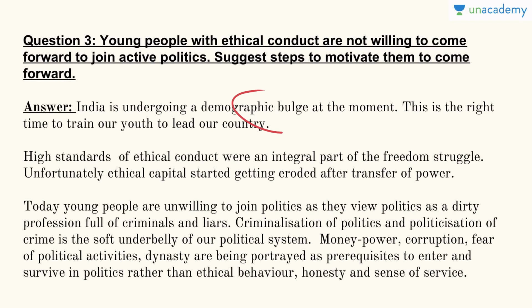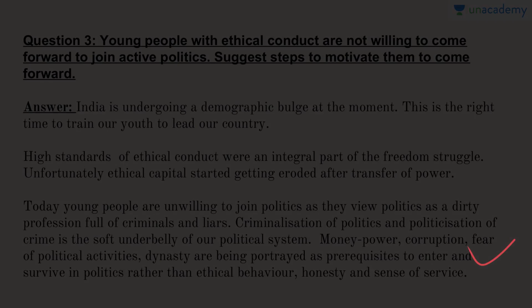So right now we are at a demographic bulge, and this is the right time to train our youth to lead our country. Unfortunately, our politicians are very old. A high standard of ethical conduct was there during the freedom struggle, but now we have lost it. Today young people are unwilling to join politics because they see it as a dirty profession full of criminals, liars, sycophants. Now there is a lot of criminalization of politics, politicization of crime. Money and muscle power. So people are corrupt. Their fear of political activities is there. Dynasties are being portrayed as a prerequisite to enter and survive in politics, rather than ethical behavior, honesty, sense of service.